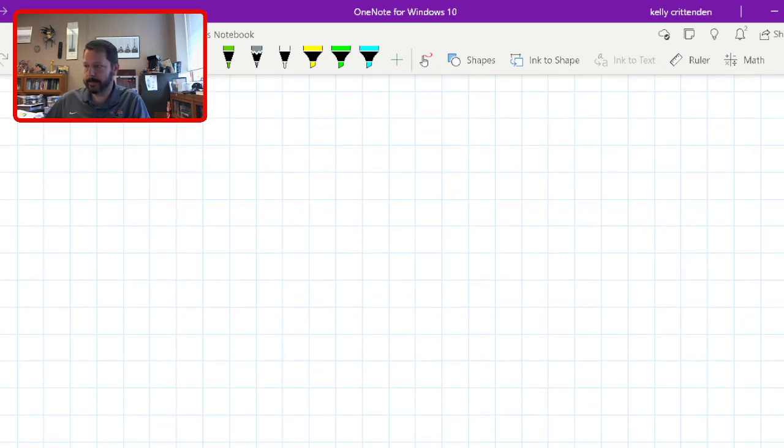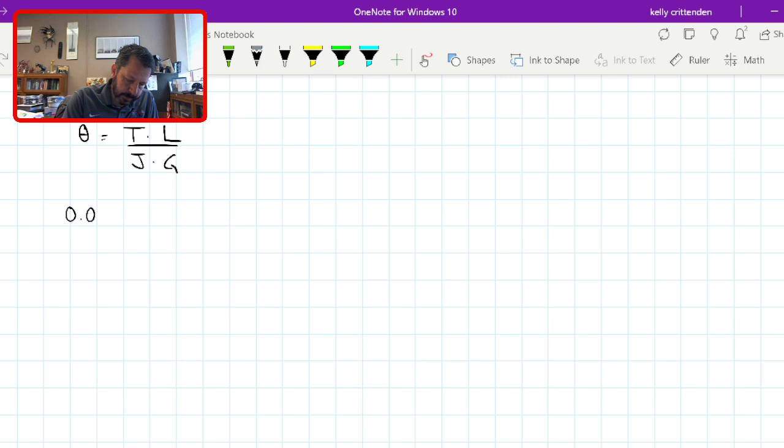So let's see. I've got to get the problem statement again. We wanted to solve theta equals T times L over J times G. We had a value for theta of 0.06 radians. We want to solve for the torque that creates this amount of twist. The length is 22 feet, which I'm going to convert to inches, so there are 12 inches per foot.